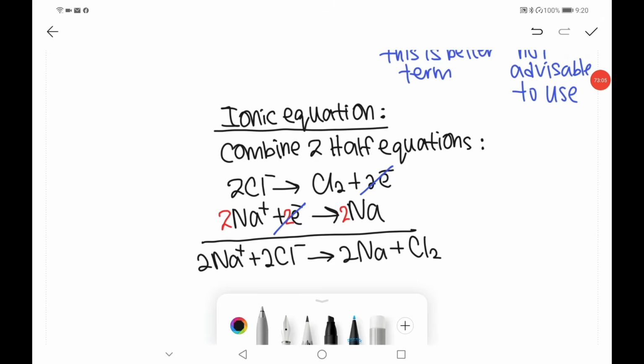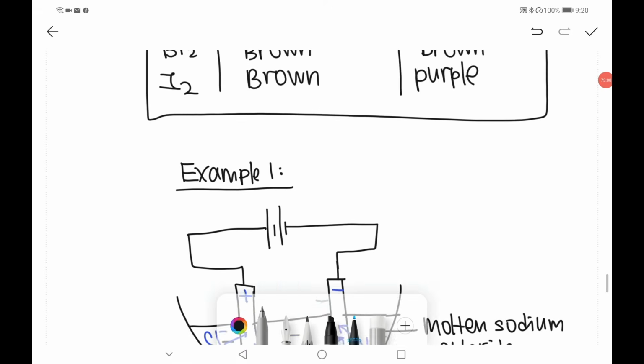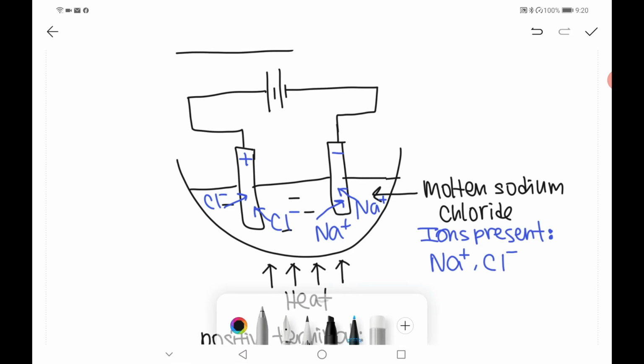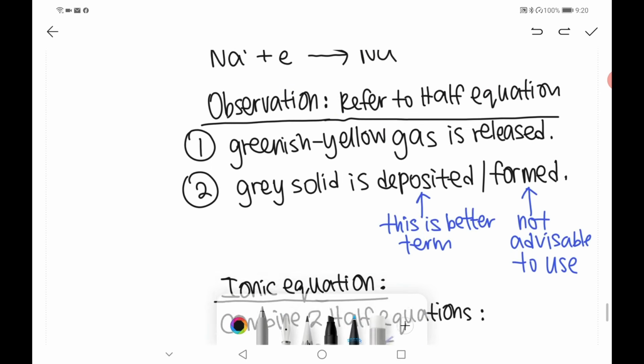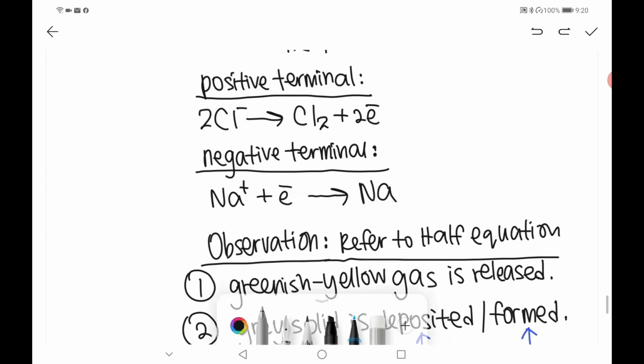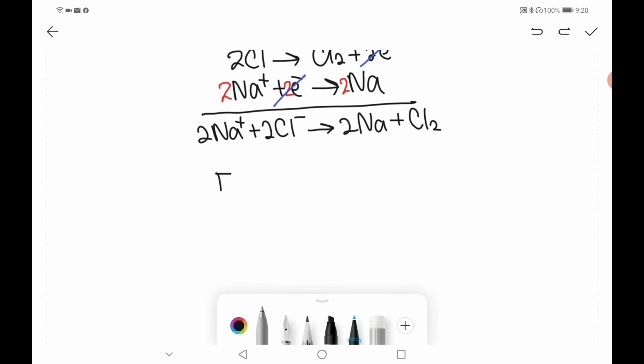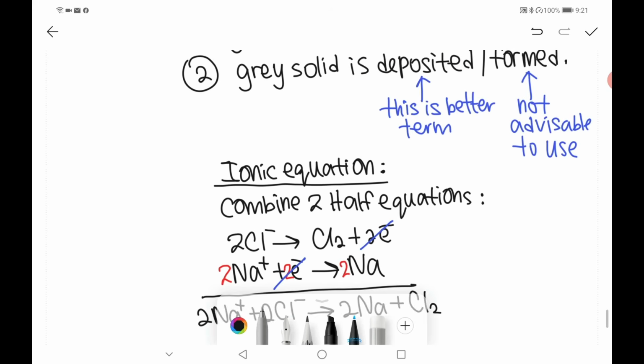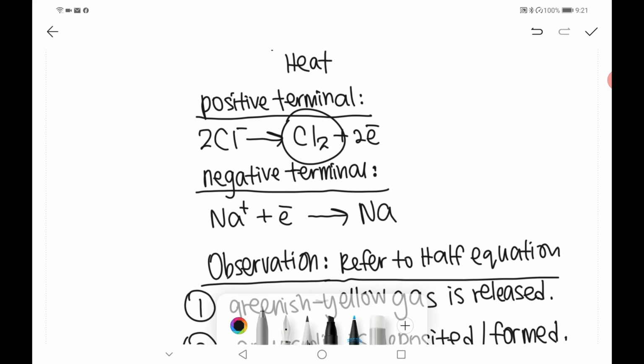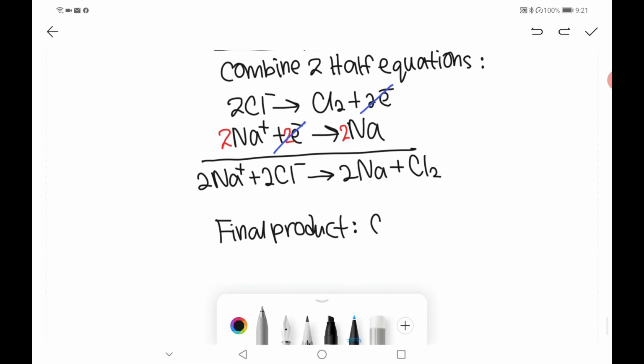Now you can see this is exactly what electrolysis does. Initially you have sodium chloride. But what is your final product now? The first final product is Cl2, chlorine. You can call it chlorine molecules, or you also can call it chlorine gas. No problem.